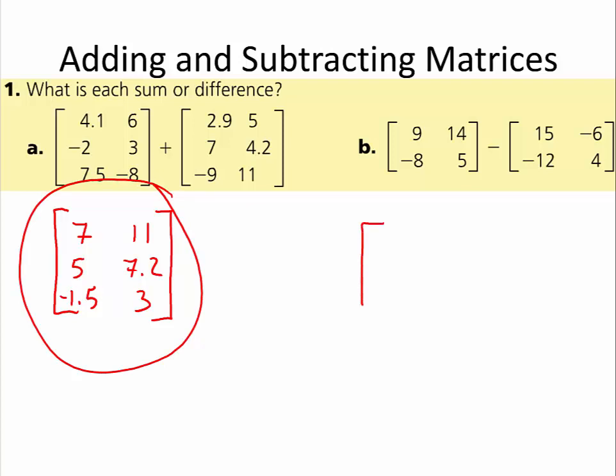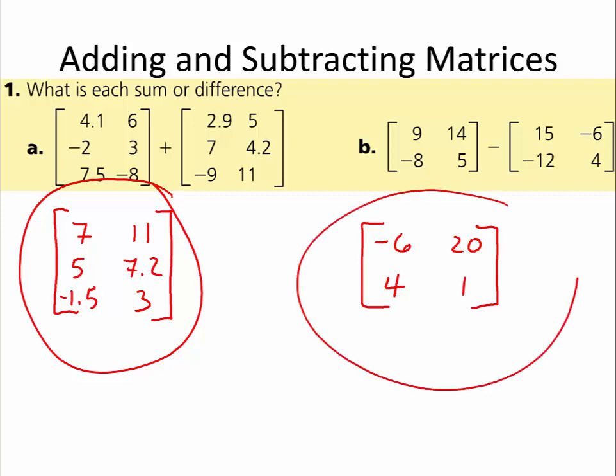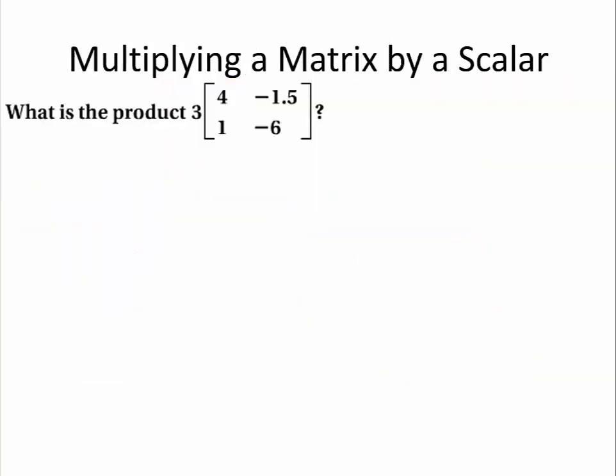Now for the next one, it's a 2 by 2. So first we have 9 minus 15, which would be a negative 6. And then 14 minus a negative 6, which makes it really a plus, which would be 20. And then negative 8 minus a negative 12, which is really negative 8 plus 12, which is 4. And then 5 minus 4, which is 1. And that's your final answer. All right, let's move on.